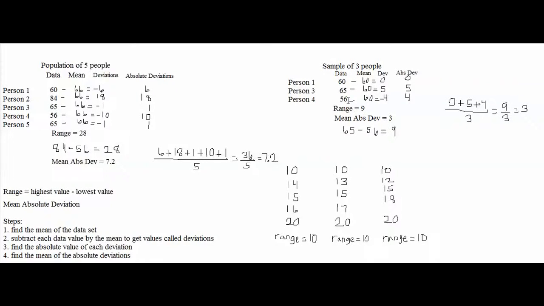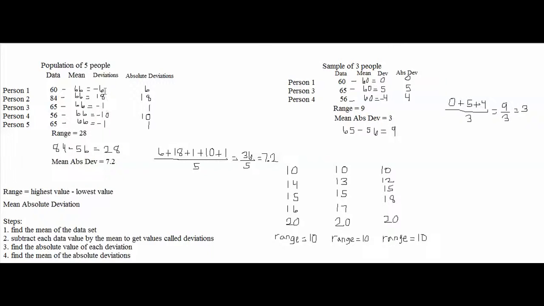As the dispersion goes up, the mean absolute deviation goes up along with it. So the reason why the population has the higher mean absolute deviation is because the population has more dispersion than the sample. Now you might be wondering why we didn't just find the mean of this column of numbers. Why didn't we just find the mean of the deviations?